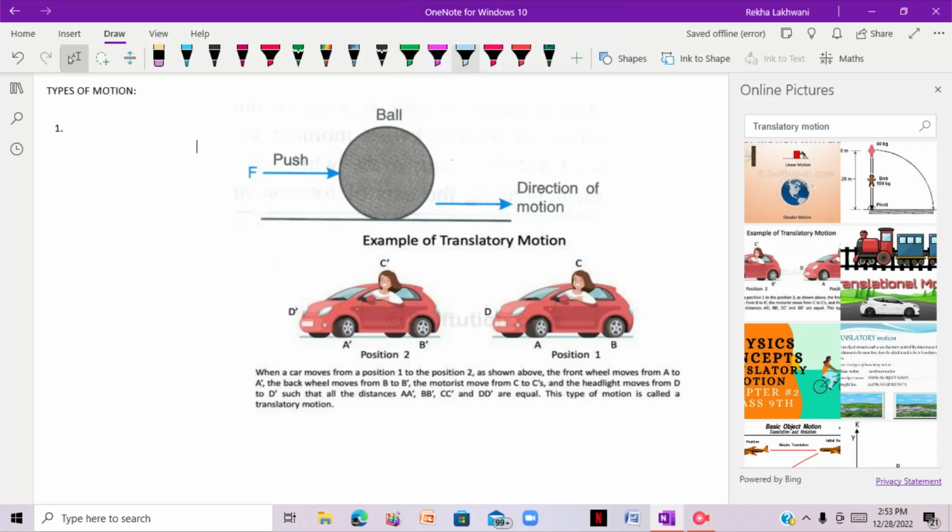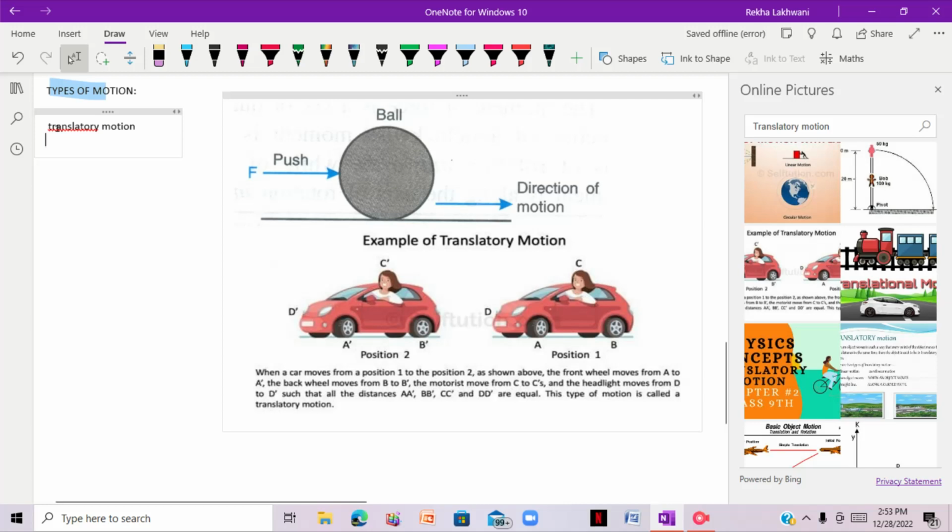So today we will discuss the types of motion, right? Types of motion. Number one, we have translatory motion, right? Now what is this basically? We'll discuss this translatory motion.